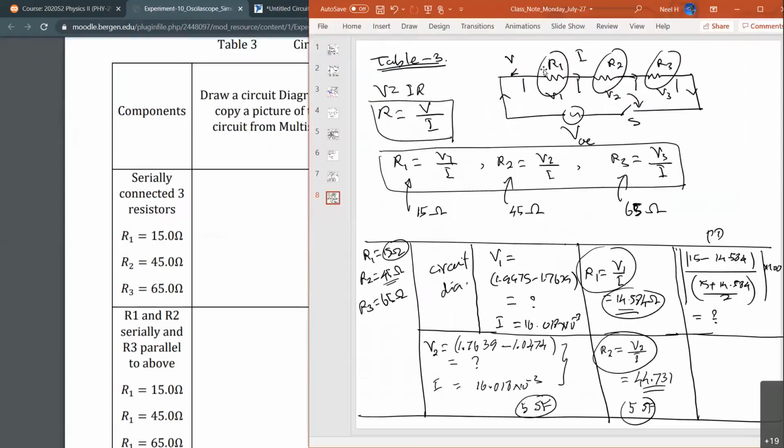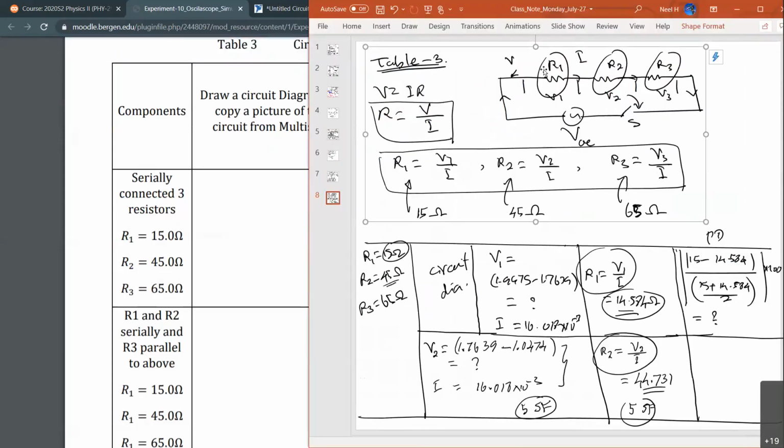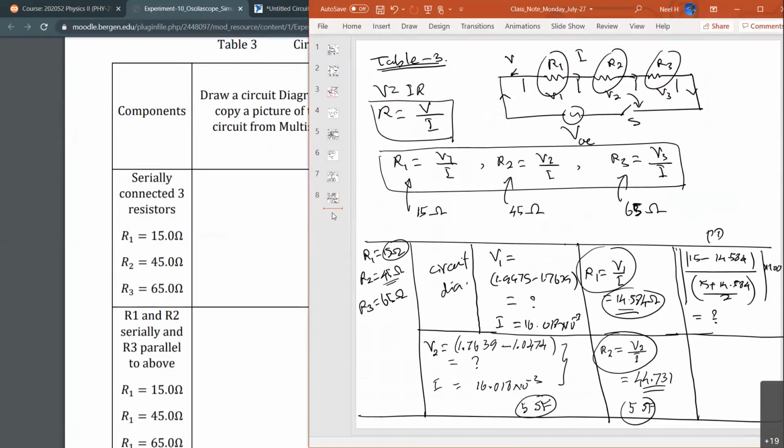Very simple calculation. You did Ohm's law a very long time ago, a few weeks ago. Now we check Ohm's law again, very close to the end of the semester, but now we have the AC voltage. Now we're doing again the percentage difference. R2 given is 45 ohm. R2 calculated by using measured values, now I am getting 44.731 ohms. Now you compare these two, that's the percentage difference.